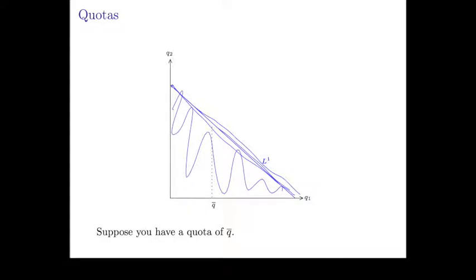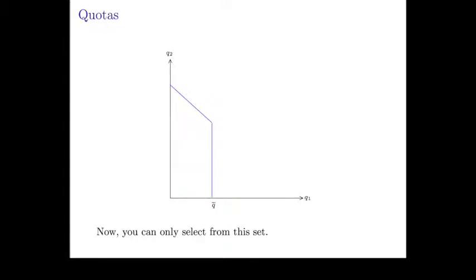But if you have this quota, you can't buy stuff that has more than Q bar units of good 1. So you can't buy any of this stuff here. If you buy something, it has to be in this area. In particular, because of more is better, you're going to buy something up here. So instead of a budget line, the boundary of your budget set is going to be this. You're going to pick your favorite bundle. Perhaps you're going to pick this bundle A.